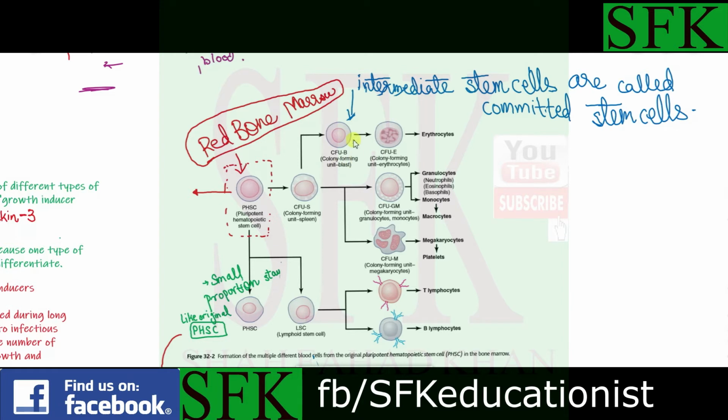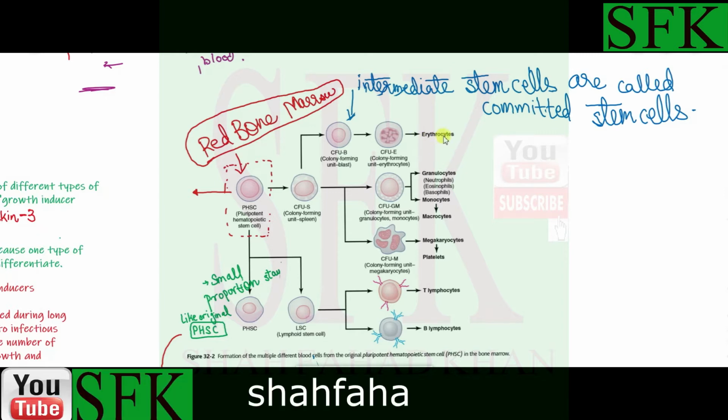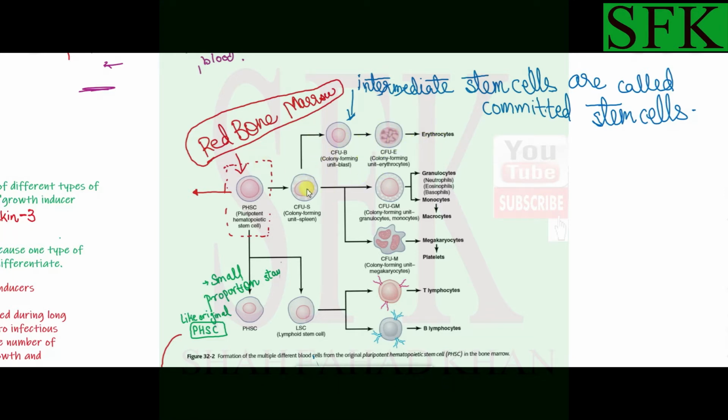Colony forming unit blast gives rise to colony forming unit erythrocytes. These are basically the cells which are formed before erythrocyte production, and then they finally mature into erythrocytes. We've talked about erythrocytes in great detail in the previous lectures. Do check that out before continuing with this lecture. This branch of the scheme we are going to look at in detail in a bit as well. The maturation of red blood cells is what we are going to do immediately after this.